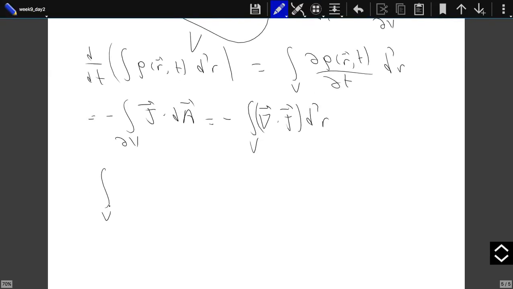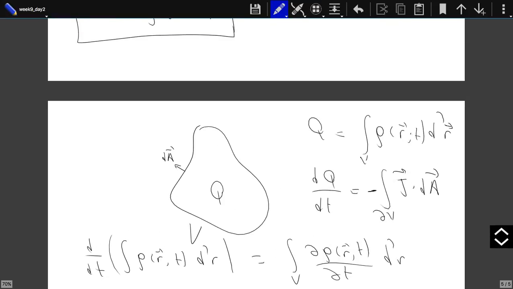Or I can just combine them on the same side: the integral of d rho by dt plus the divergence of J, d cubed r, should be equal to zero. But you see, the volume that I started with was arbitrary. I just had a region of space which had some charge density. I assumed an arbitrary volume and looked at the total charge in this volume. I know that the charge is conserved locally.